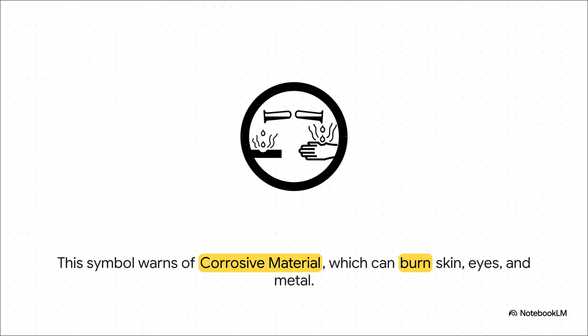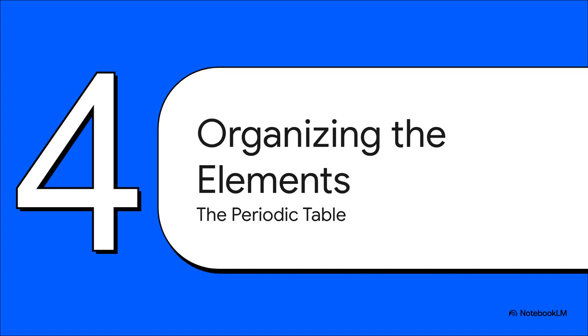Next up is this one here. You can see it's damaging both a hand and a piece of metal. This is the symbol for corrosive material. It's a huge warning sign that the substance can literally burn or eat away at your skin, your eyes, and even solid metal. Okay, here we are, the final section.